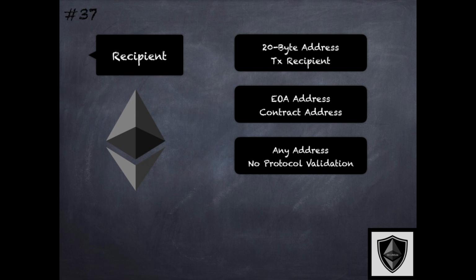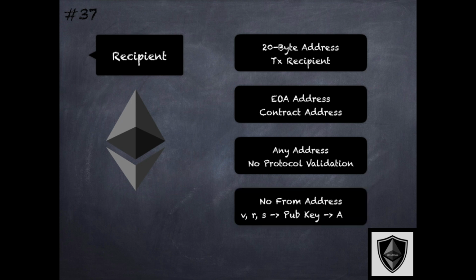Now, this concept becomes critical once we start looking at smart contracts and the addresses that they're interacting with, because that validation is really critical to some of the security concepts. And note that this recipient is really the target address, and there is no from address that is a component of the transaction. The reason for this is that this address can be derived from the ECDSA signature components V, R, and S. They can be used to derive the public key, which in turn can be used to derive the from address. So this is something that you might see as missing from the transaction components, and this is really the reason why it is missing.